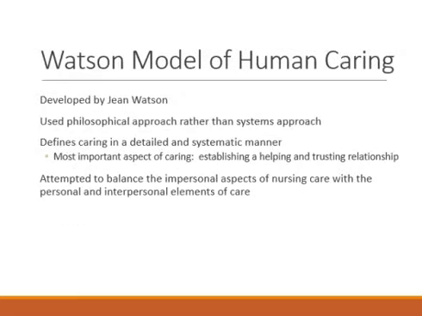So next we're going to talk about the Watson model of human caring. This was developed by Jean Watson, and she used more of a philosophical approach rather than a systems approach. It's defined as caring in a detailed and systematic manner, and its most important aspect of caring is establishing a helping and trusting relationship. You know that we always talk about build rapport, establish rapport with your patient. It's building that trusting and helping relationship with your patient as a nurse. So that's kind of where this stems from.